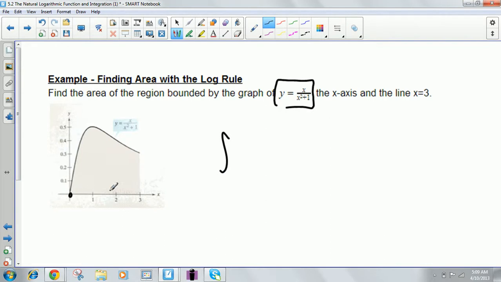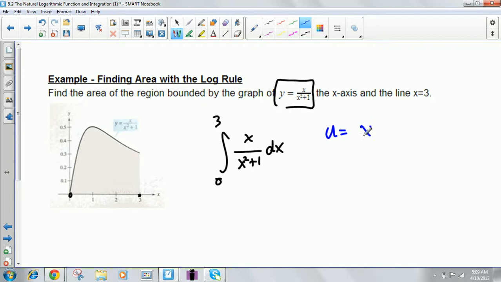And it's from your point 0 to 3. And your function is x over x squared plus 1. Right? And then you notice you can't do anything about this, so we have to use U-substitution.